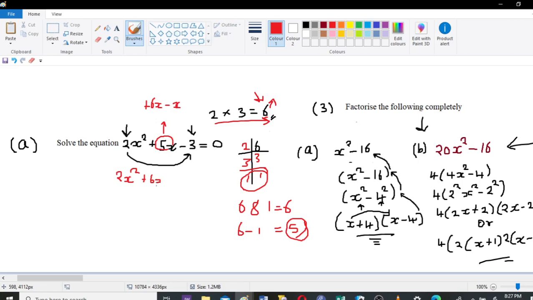Since you have two terms, you can look for the common factor of the operands on both sides of the operation sign, which is positive. That is 2x squared and 6x. The common factor is just 2, which is the constant. And then for the variable, you have x is common, right? So what are you remaining with here? You are remaining with x plus 3, since 2x squared divided by 2x gives x and 6x divided by 2x gives 3, right?